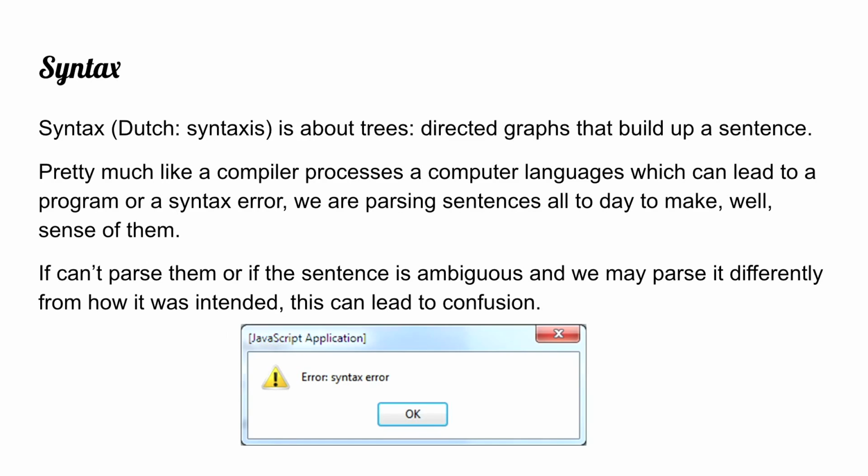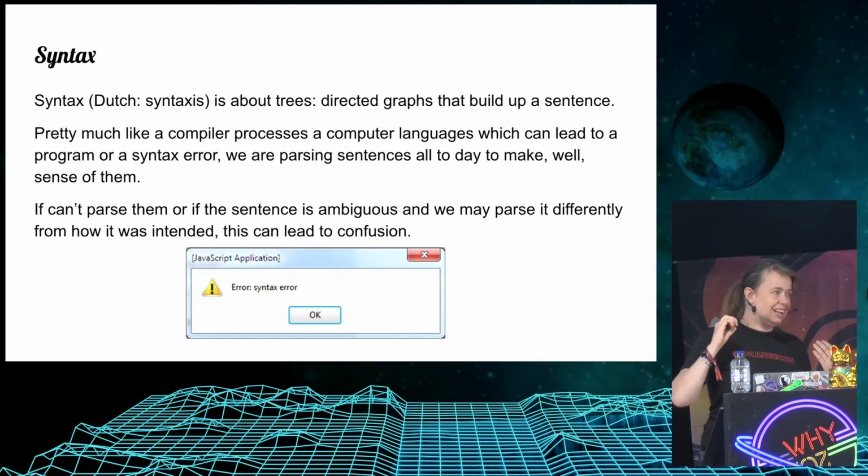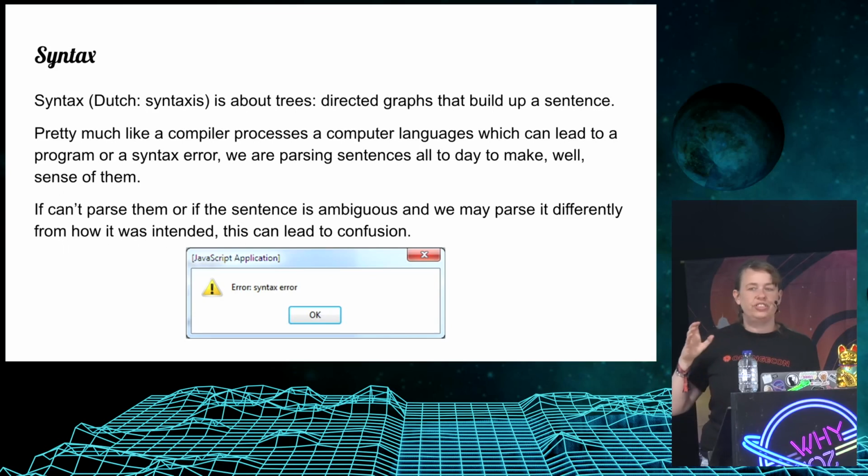Then the last thing, if you can't parse what you hear into a syntax tree, or if your sentence is ambiguous, which means that there is more than one possible tree that you can build, this can lead to confusion and sometimes arguments. Because usually you don't say, "my syntax tree was a little bit different from yours, from what you intended." So sometimes you only find out later when you were arguing.